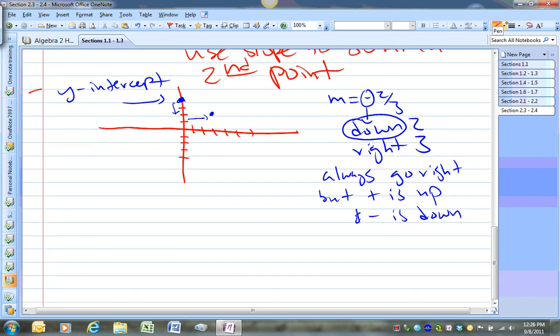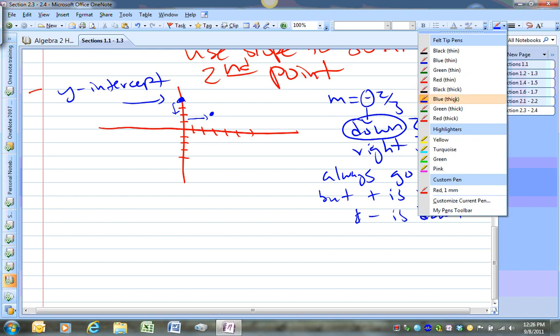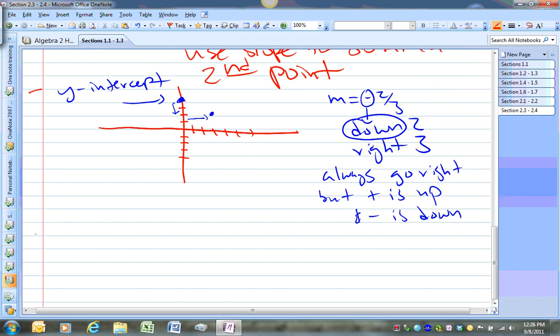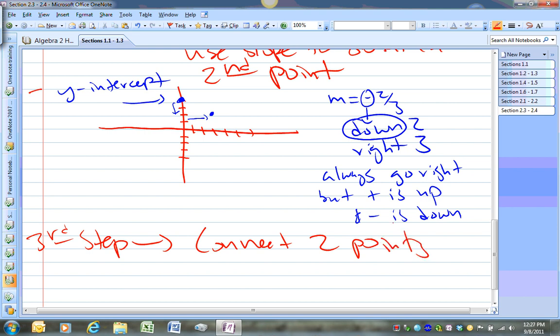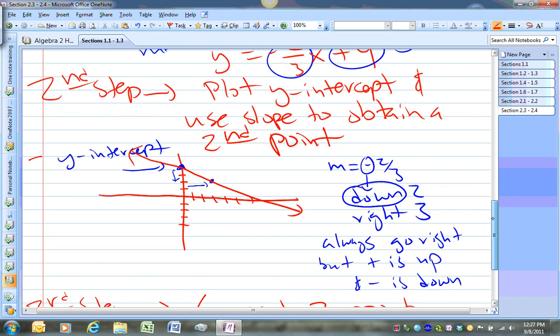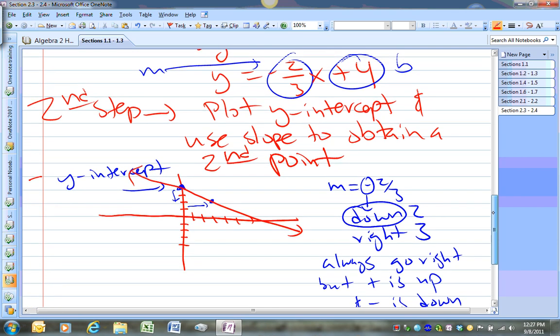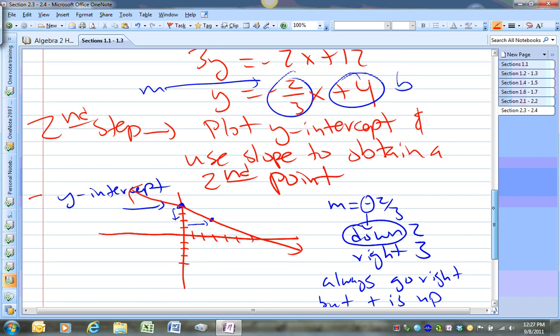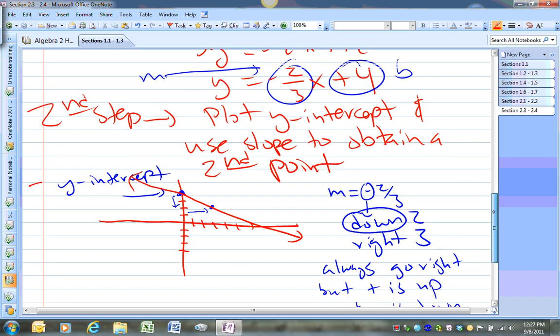So the third step, I think it's pretty obvious. We connect the 2 points. So third step, connect your 2 points. If I do that, I now have the equation of line. This is the way I prefer you go about graphing because it's more efficient, and it does solidify your algebra skills because you're working on trying to get a variable by itself.